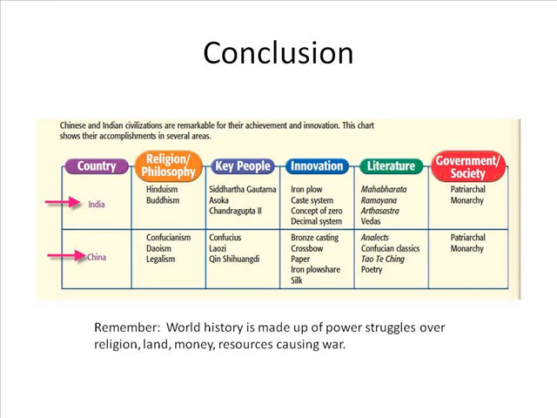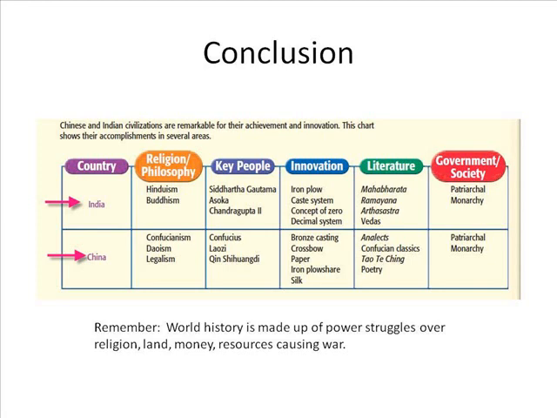So on this, we see the conclusion slide, and it is from the back of your book. I do like to take pictures. It's from page 104. It says, Chinese and Indian civilizations are remarkable for their achievement and innovation. This chart shows their accomplishment in several areas. So as you guys can see, sections 1 and 2 were India, sections 3 and 4 were China. So that's the country. And then we see the religion and philosophy, and we're looking at it at the time period in which we're studying. So we see Hinduism and Buddhism in India, Confucianism, Taoism, and legalism in China.